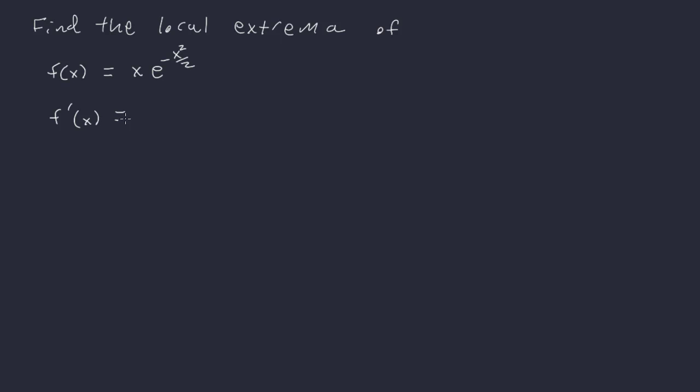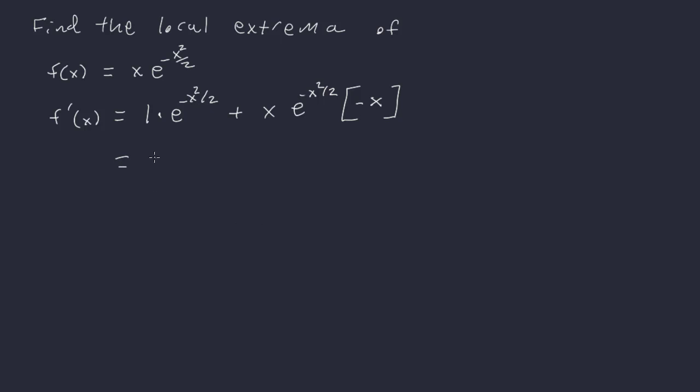Now this is going to be a product rule. So it'll be the derivative of the first, which will be 1, times e to the stuff left alone. Okay, then plus x left alone, now times the derivative of e to the stuff. So it'll be itself, then times the derivative of the stuff. So the derivative of negative x squared over 2, which will be negative 2x over 2, so it'll just be negative x.